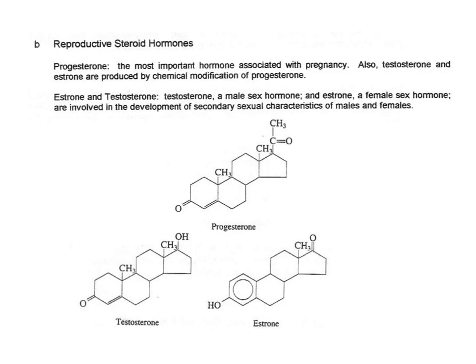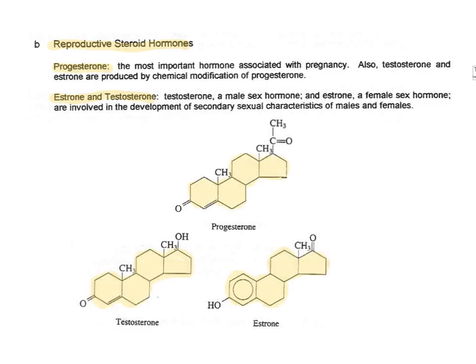One of the well-known purposes of steroids is as reproductive hormones. The three that we're going to talk about now are progesterone, testosterone, and estrone. So progesterone is the most important hormone associated with pregnancy. It is also the precursor to both testosterone and estrone.